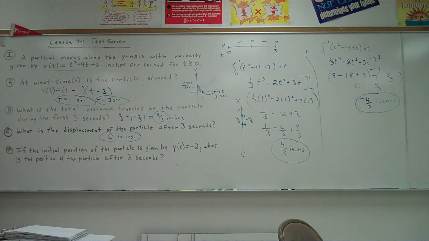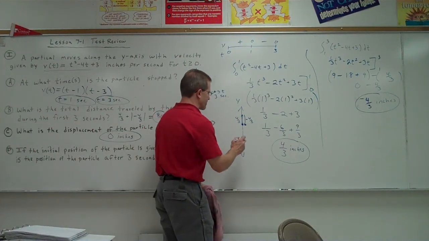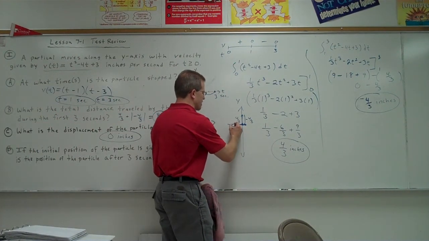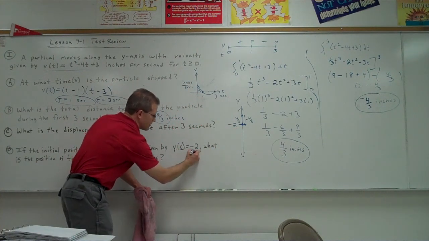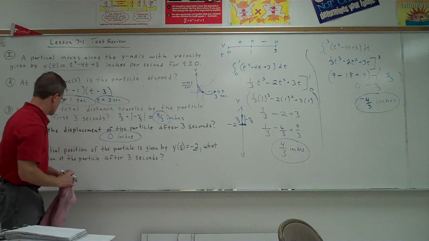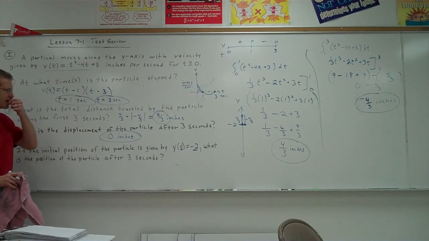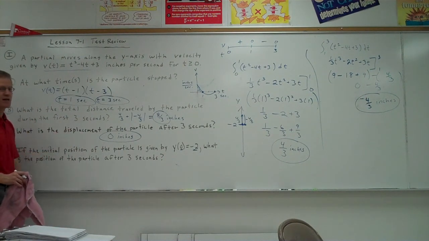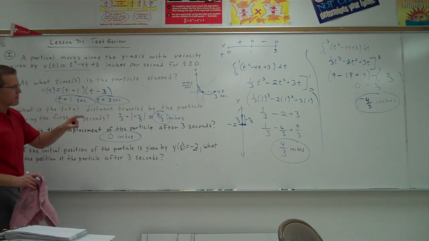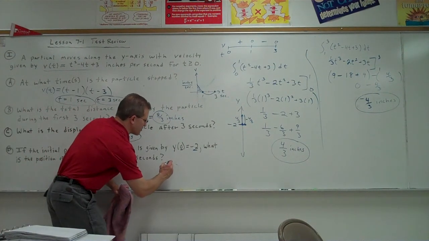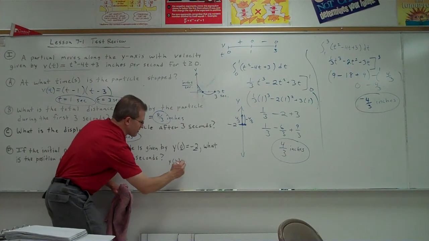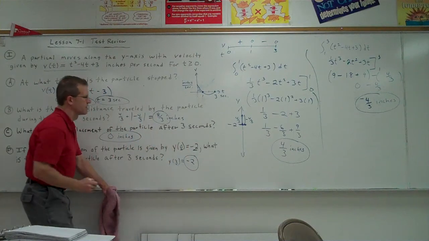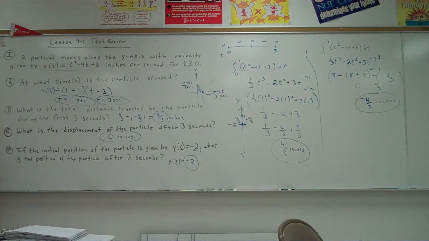Part D. If the initial position of the particle is given by y of 0 equals negative 2. So what we're saying is that the particle starts off at a y-coordinate of negative 2. This means at time 0, the y-coordinate is negative 2. What is the position of the particle after 3 seconds? Negative 2 again, because it goes up 4/3, down 4/3. It'd be back to the same place that it started. So y of 3, after 3 seconds, the y value is going to be negative 2 again. Any questions about that?